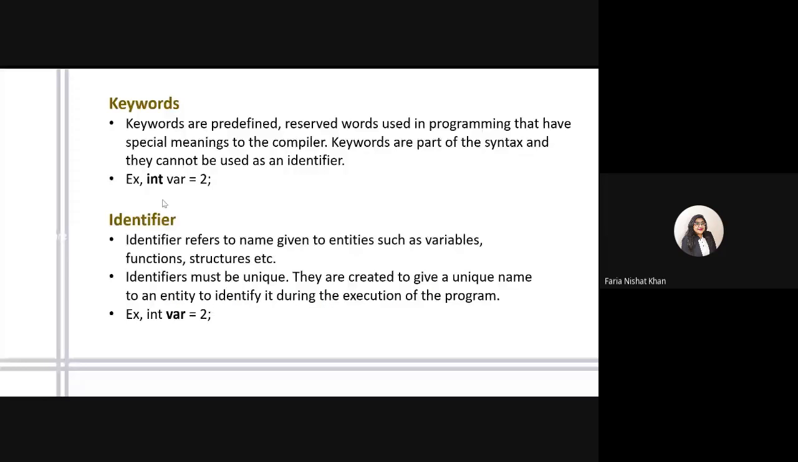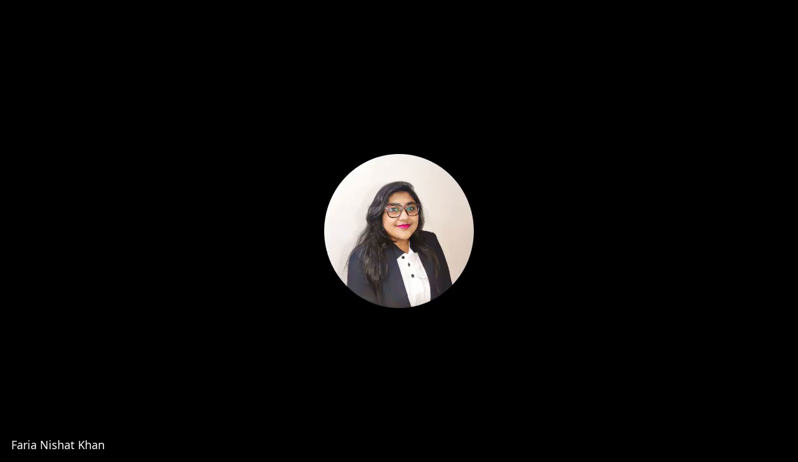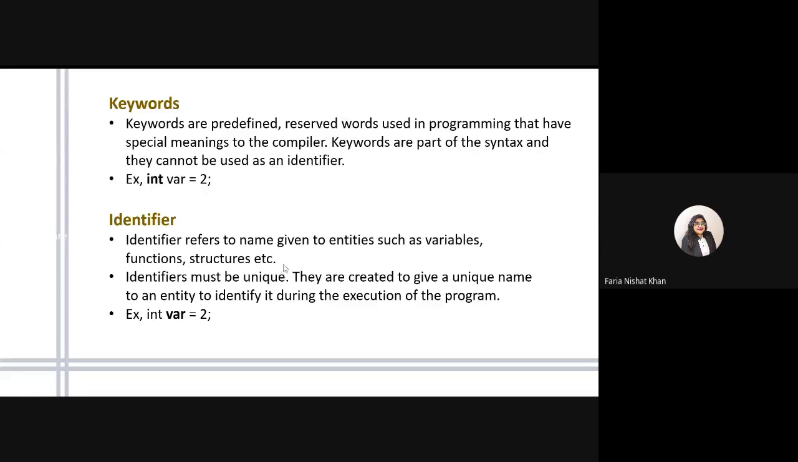Okay, so then we have identifier. What is identifier? Identifier refers to the name given to entities such as variables, functions, structures, etc. So identifier basically is when you name a thing. Like you have a pet cat, and you give it a name. So just like that, if you declare a variable, you give it a name, or if you declare a function or structure, you have to give it a name. That is identifier, whichever identifies an attribute. Okay, identifiers are given names.